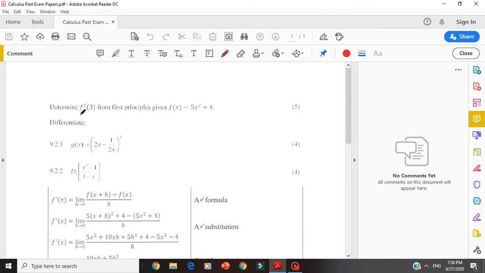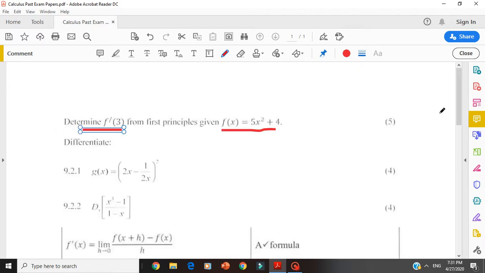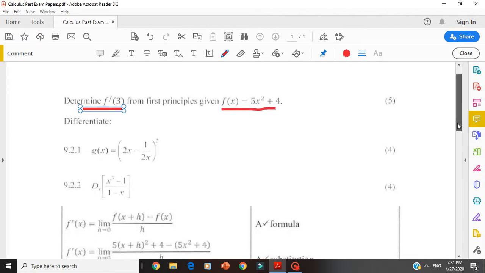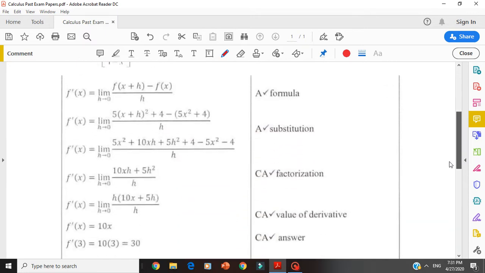Here they tell us to determine what f prime at x value equals 3 is for the function f of x equals 5x squared plus 4, and that is 5 marks, and I will show you just how easy that is. If you watched my previous video on first principles and some examples I did, then this is relatively simple. So let's go straight to it.